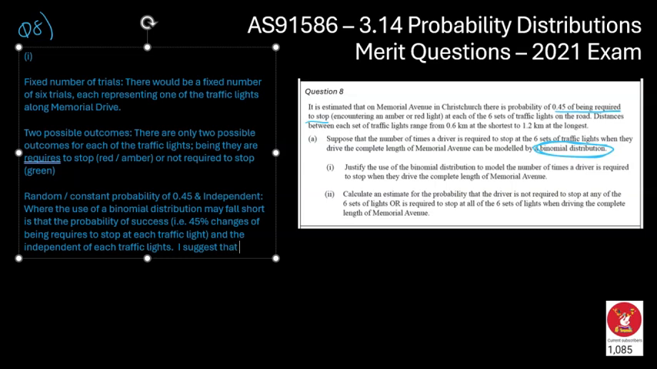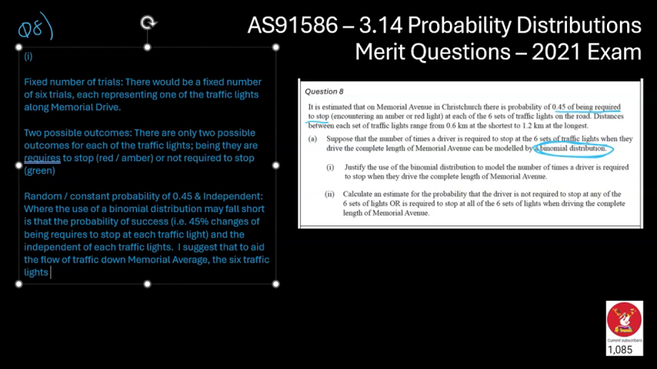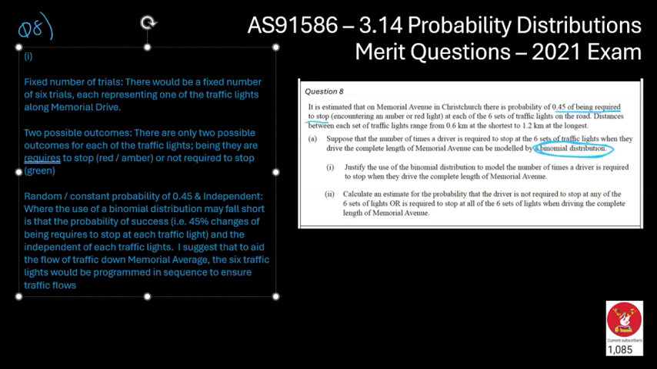So I suggest that to aid the flow of traffic down Memorial Avenue, and that's what I talked about before, the 6 traffic lights would be programmed in sequence to ensure traffic flows appropriately. So that's what I'm talking about.